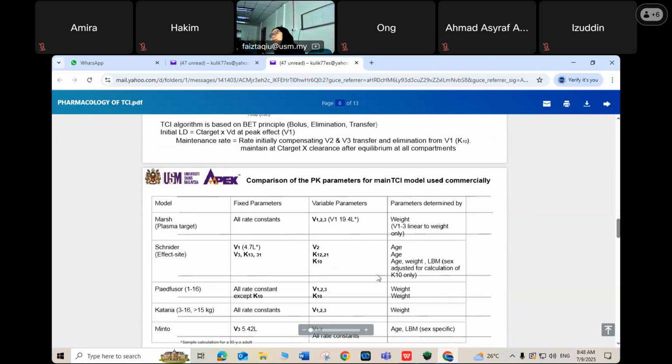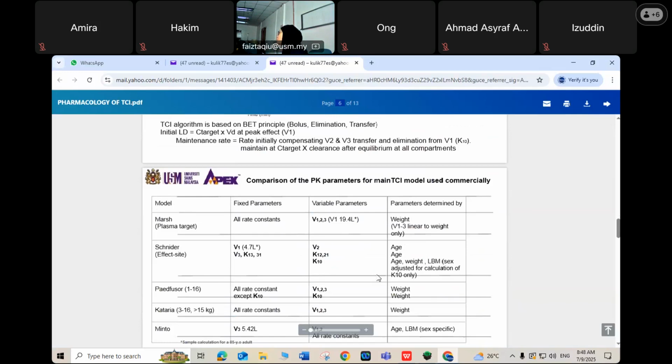Which model has a fixed V1, the central compartment? Schneider. Meaning to say, V1 is used mostly for bolus, right? So a patient on Schneider, let's say an obese patient or a muscular patient that has a high VD, probably you will be underdosing.